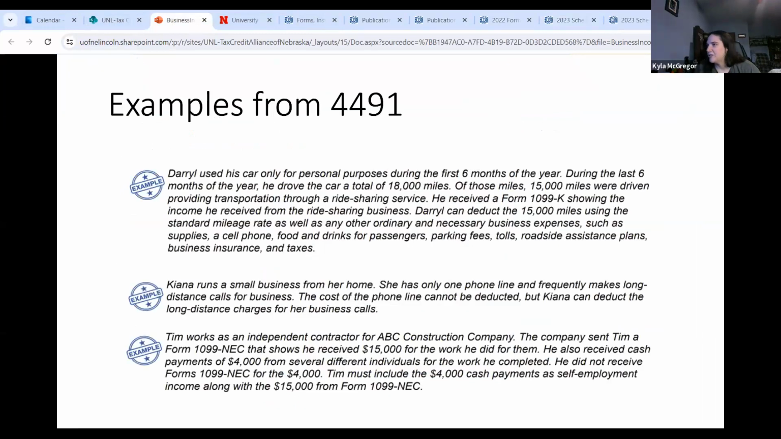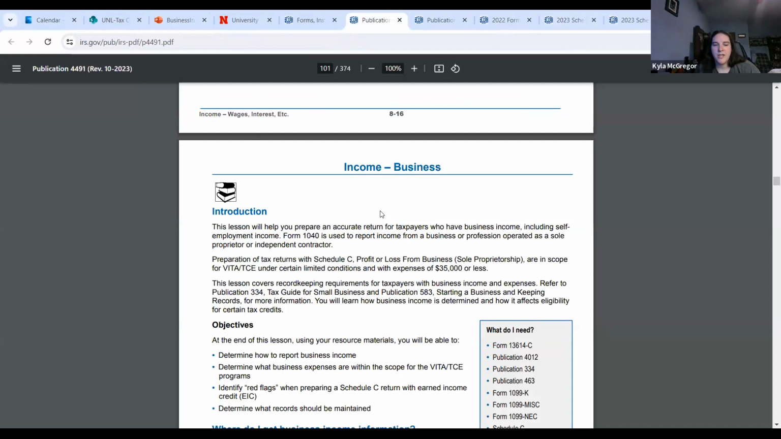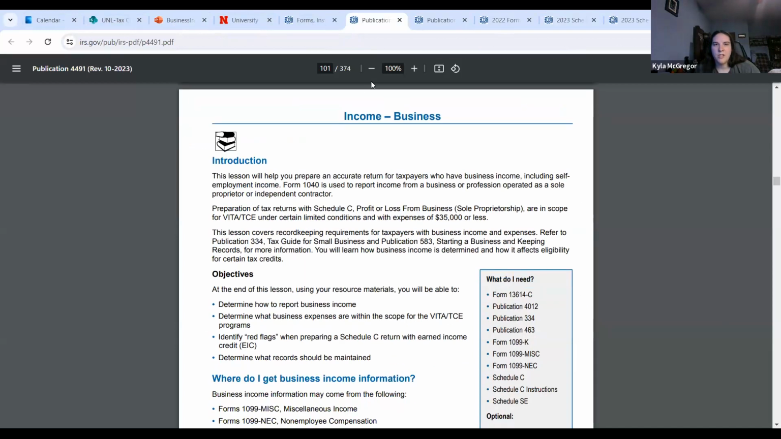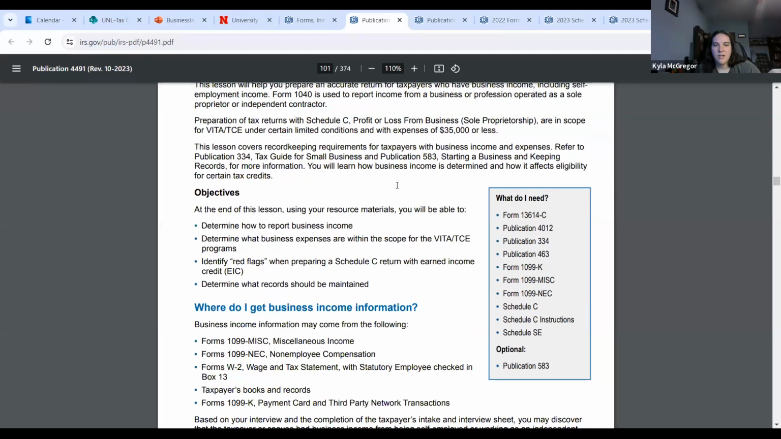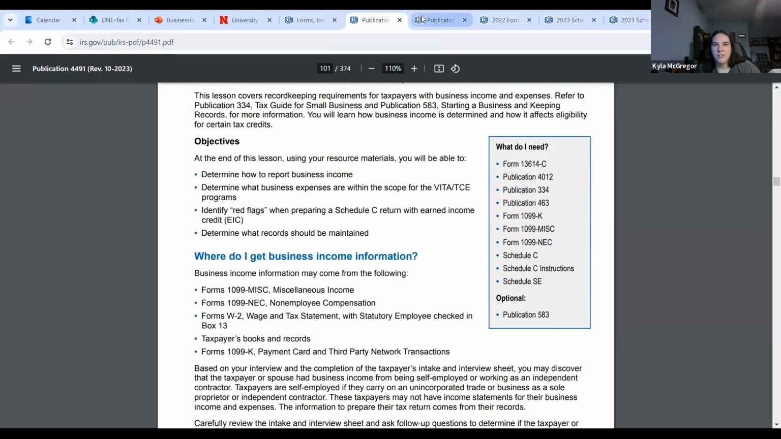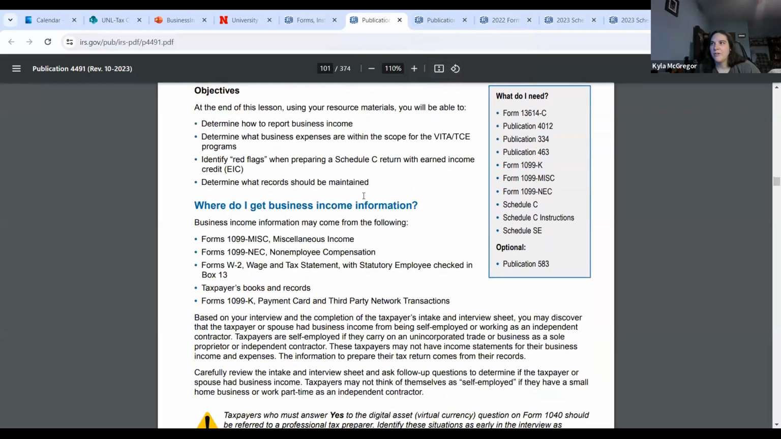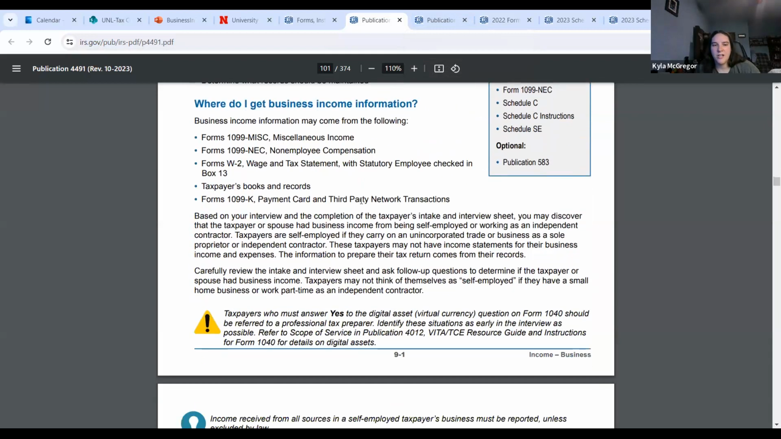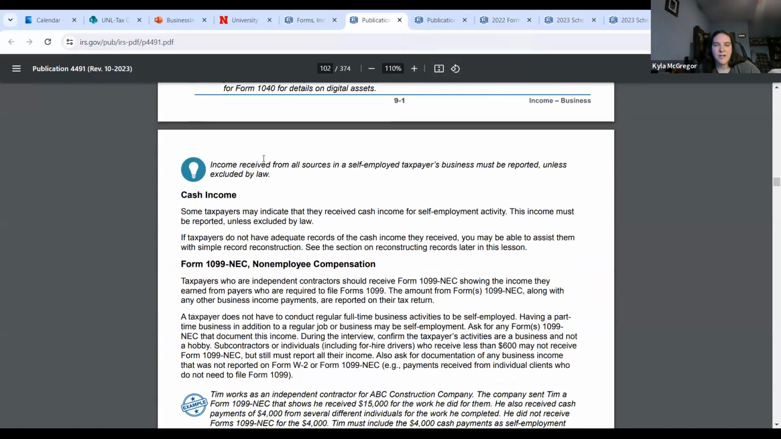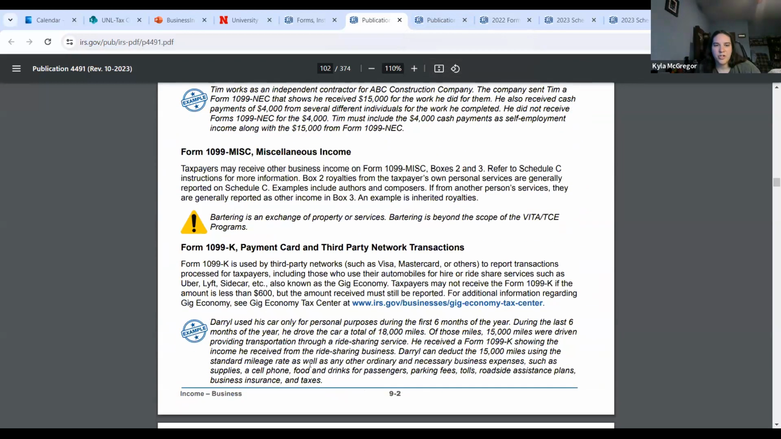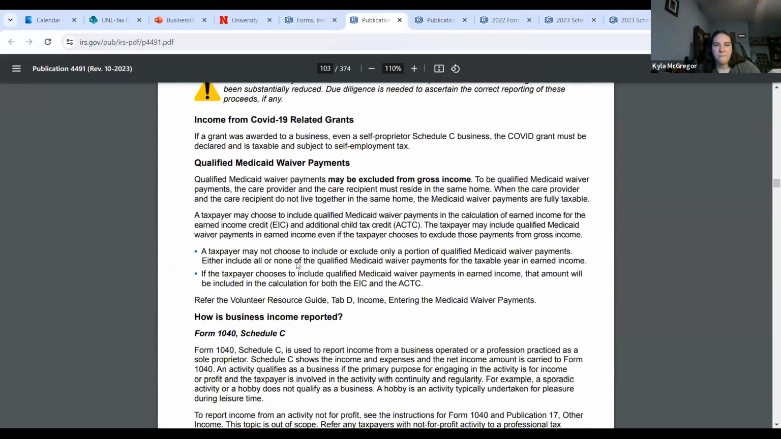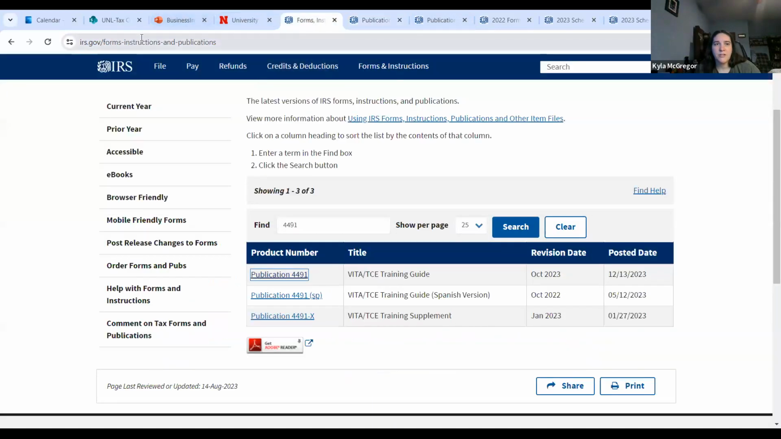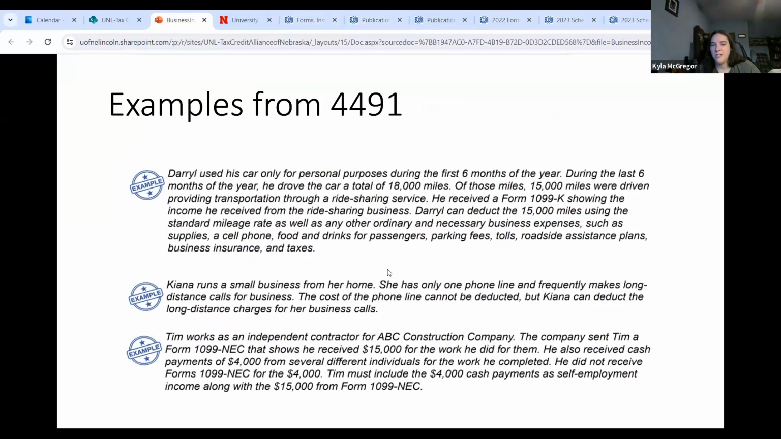Since we're getting kind of close to one, there are several examples in the 4491 publication, which I have open here. It's more of a textbook as opposed to the 4012 guide. So if you're more into reading as far as your studying habits, you might want to go into here. But there's lots of examples and little notes in here about each type of thing. So if you want to look through those, I also have the examples in here as well.